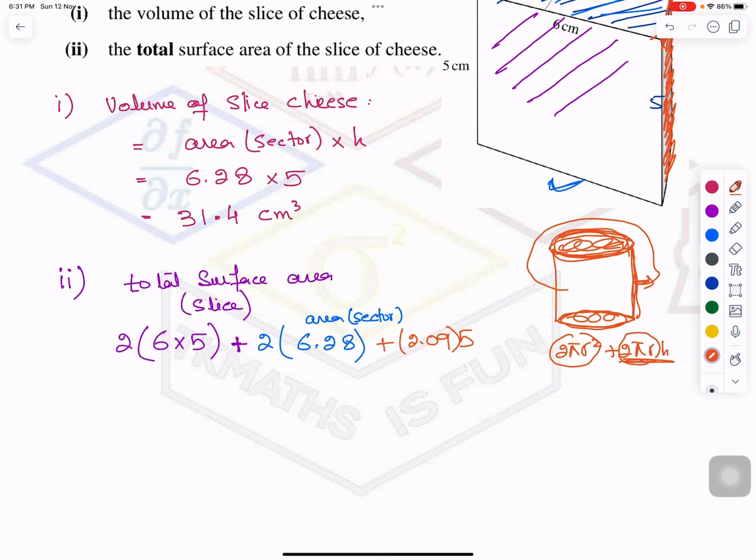So now let me calculate it. It will be equal to 83 square centimeter, right? You can also calculate it yourself on the calculator. So it is coming to 83 square centimeter, the total surface area of the slice of the cheese.